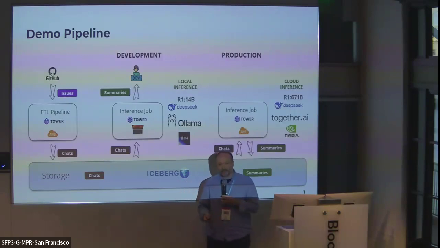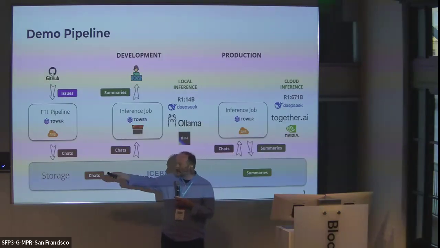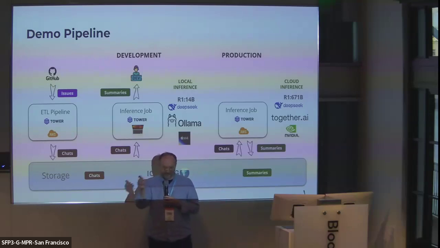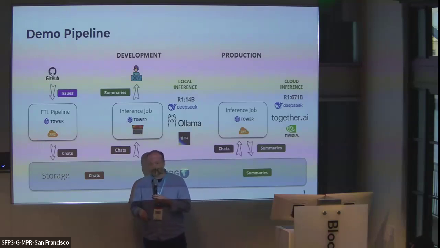And we developed a demo pipeline that actually consists of 3 pipelines. The first pipeline on the left is a simple ETL pipeline. It acquires data from GitHub. Every issue gets imported. There's no AI there. It just converts GitHub issues into chats and stores them in Iceberg.